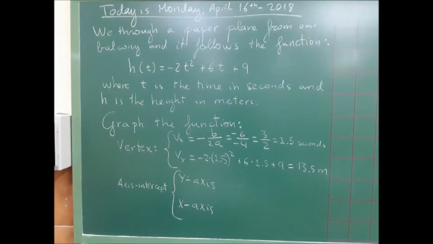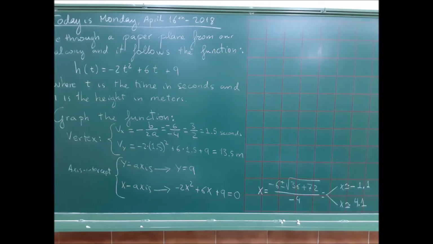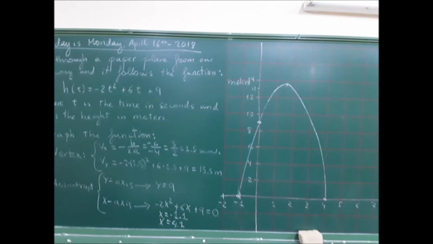And now we find the axis intercepts. The y-axis intercept we can see in the function is 9. And for the x-axis, we have to solve the quadratic equation, and we get minus 1.1 and 4.1. So the graph is as follows.